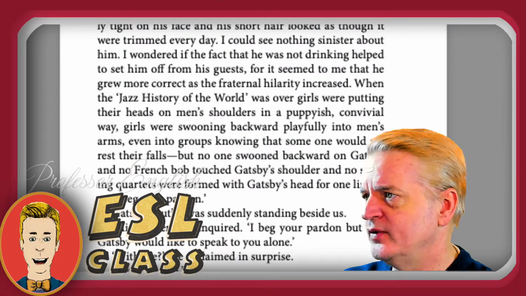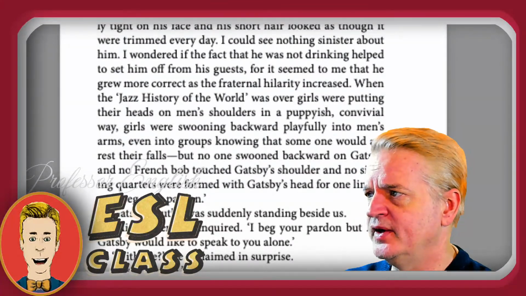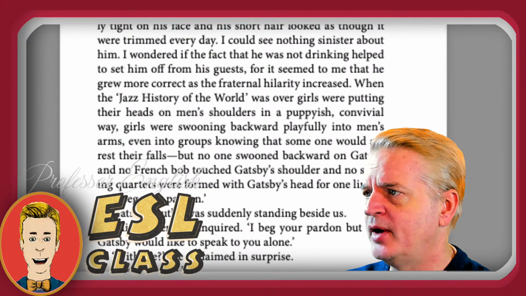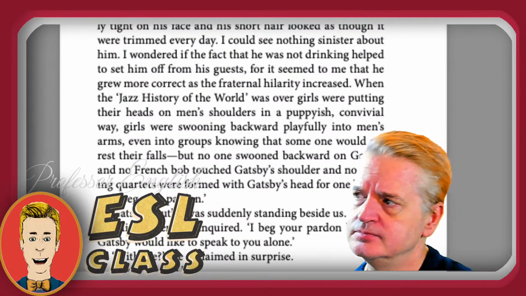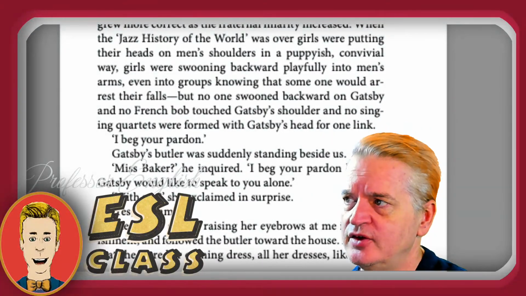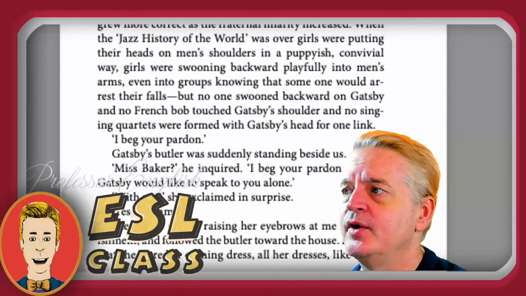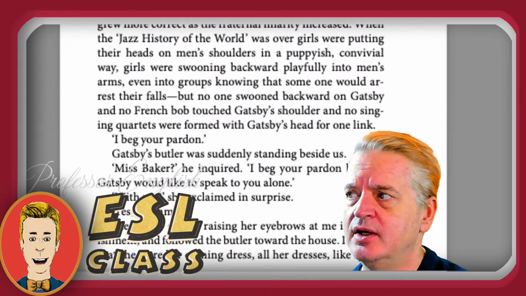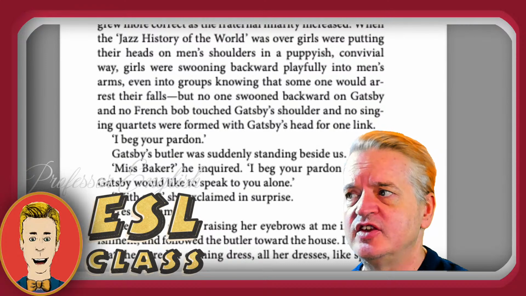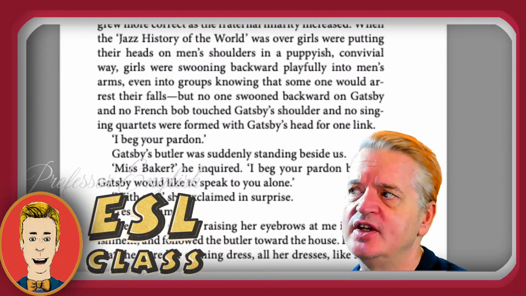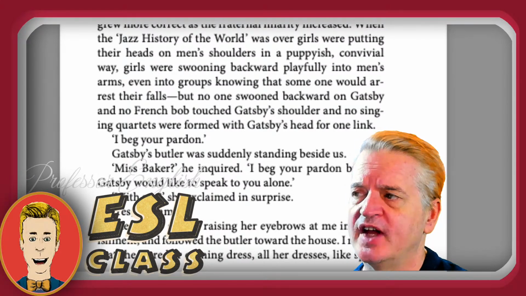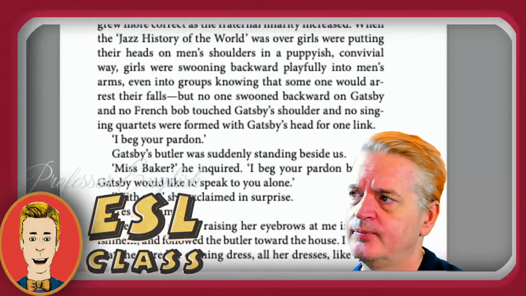When the Jazz History of the World was over, the girls were putting their heads on men's shoulders in a puppyish, convivial way. Girls were swooning backward playfully into men's arms, even into groups, knowing that someone would arrest their falls. But no one swooned backward on Gatsby, and no French bob touched Gatsby's shoulders, and no singing quartets were formed with Gatsby's head for one link.